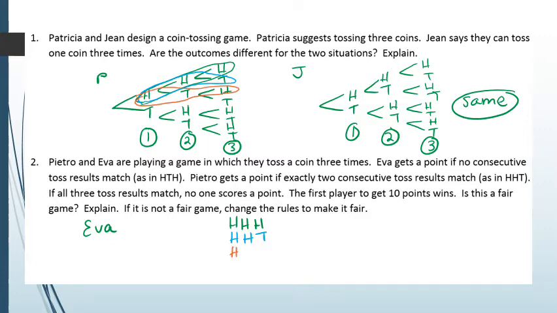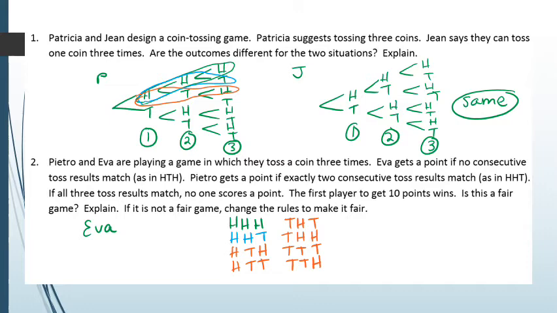And you can kind of see the pattern here, just like we did in class. I'm going to just keep listing them. Heads, tails, tails. Tails, heads, tails. Tails, heads, heads. Tails, tails, tails. Tails, tails, heads. And so those are my 8 possible outcomes for both of these situations.